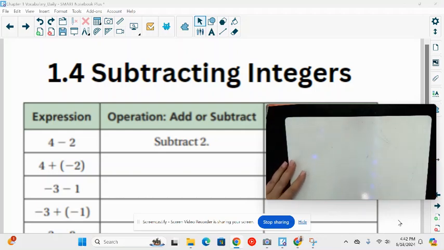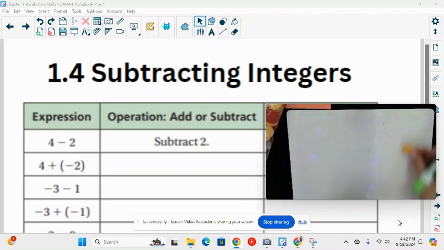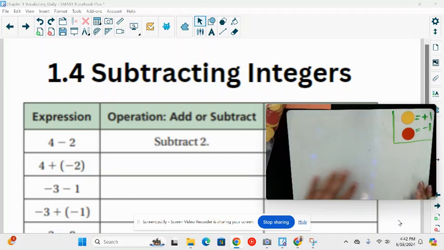But what I want to do when we're talking about subtracting integers is first do a modeling, just like what we did with the counters when we were adding. As a reminder, I'm going to get my little counters out here. My yellow equals a +1, and a red equals a -1. So that's just our little key to remember.